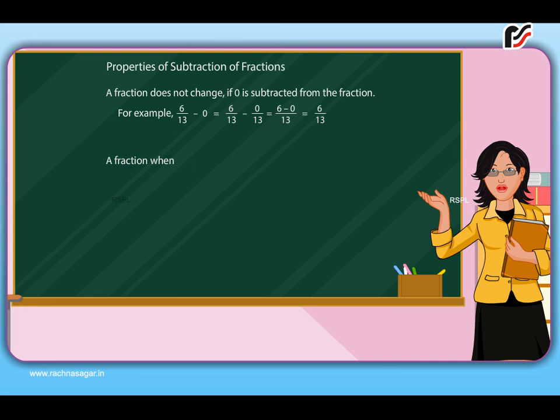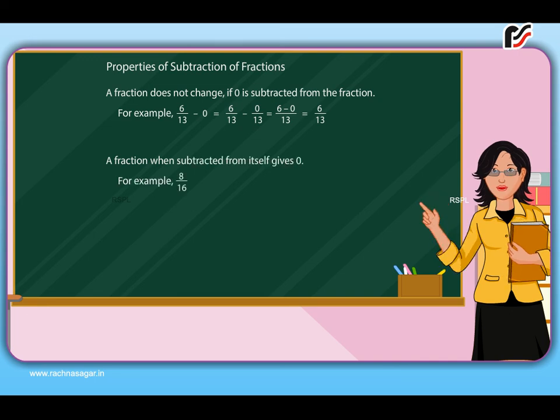A fraction when subtracted from itself gives 0. For example, 8 by 16 minus 8 by 16 is equal to 8 minus 8, whole divided by 16, is equal to 0 by 16, is equal to 0.